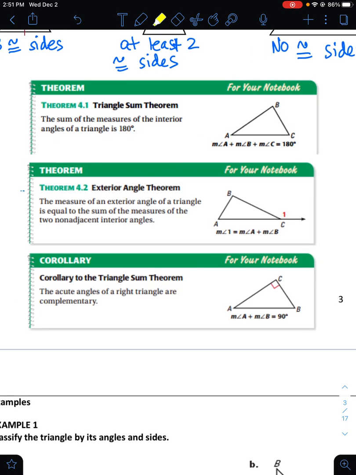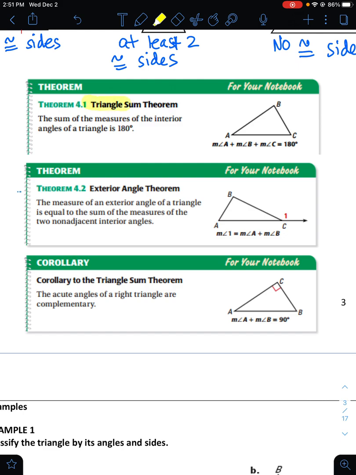The first one is called the triangle sum theorem, and many of you probably know this theorem already. I highlighted the name because it will occasionally show up in a proof. So it's good to know the name of it in case you need to quote it on the reason side. But the triangle sum theorem says the sum of the measures of the interior angles of a triangle is 180. So if you look at this picture over here, the measure of angle A plus the measure of angle B plus the measure of angle C is always going to add up to 180. And a lot of you have probably learned that in the past.